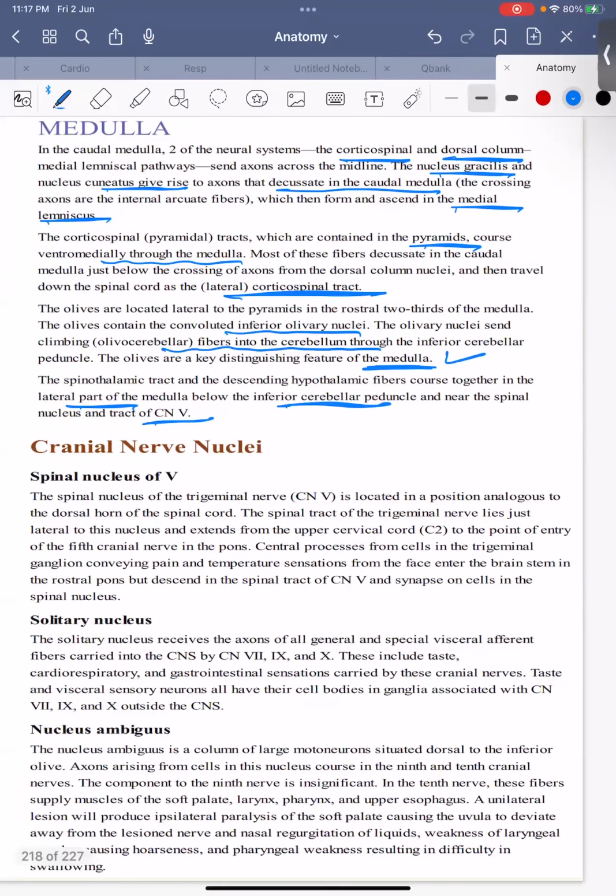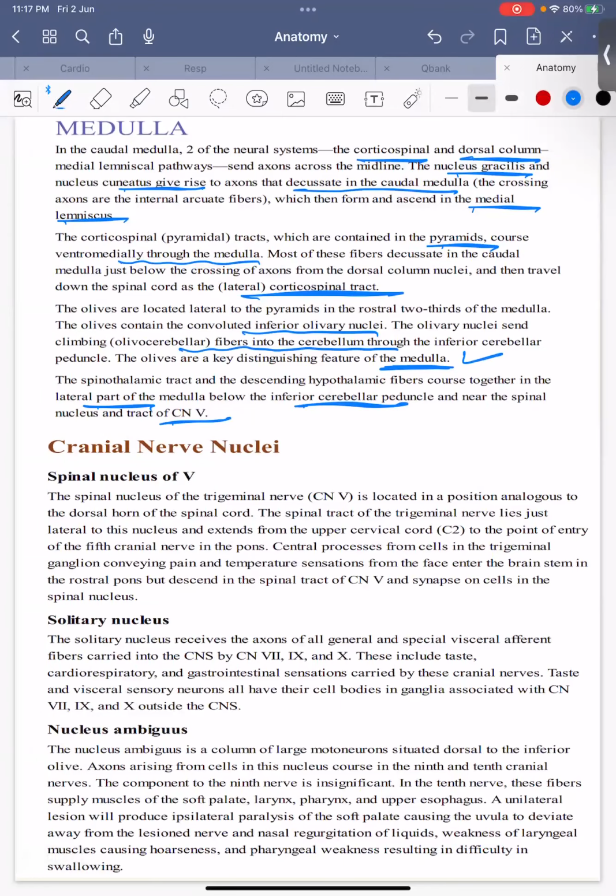Now let's talk about the spinal nucleus of cranial nerve 5. It is located within the dorsal horn of the spinal cord, in the dorsal position. The spinal tract of the trigeminal nerve lies lateral to the spinal nucleus of cranial nerve 5, and it extends from the upper cervical spinal cord to the point of entry of the fifth cranial nerve at the level of the pons. They convey pain and temperature sensation from the face and enter the brainstem at the level of the pons, but they descend through the spinal tract of cranial nerve 5 and synapse on the spinal nucleus, okay, via the spinal tract.